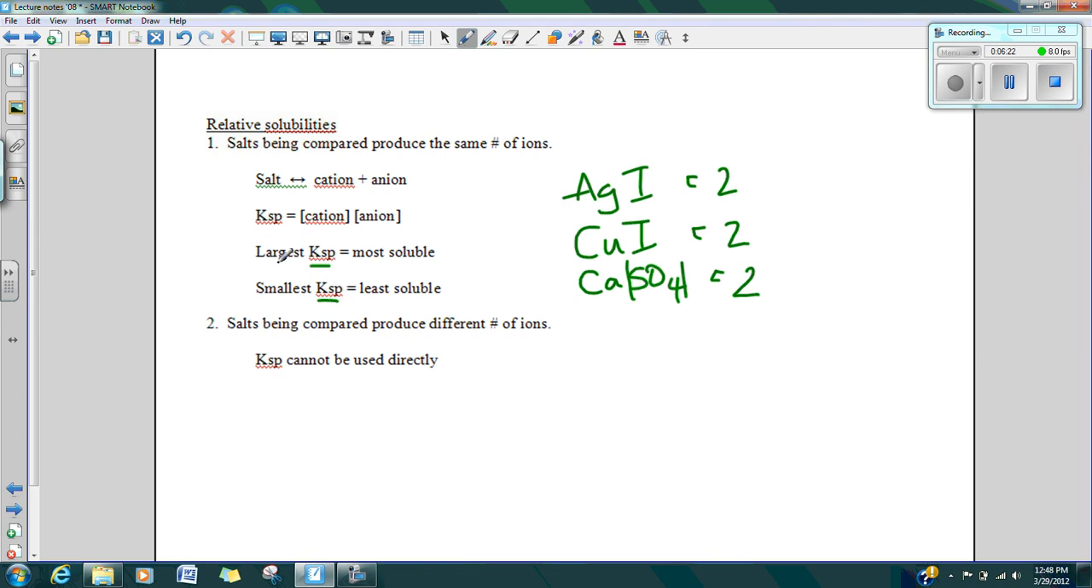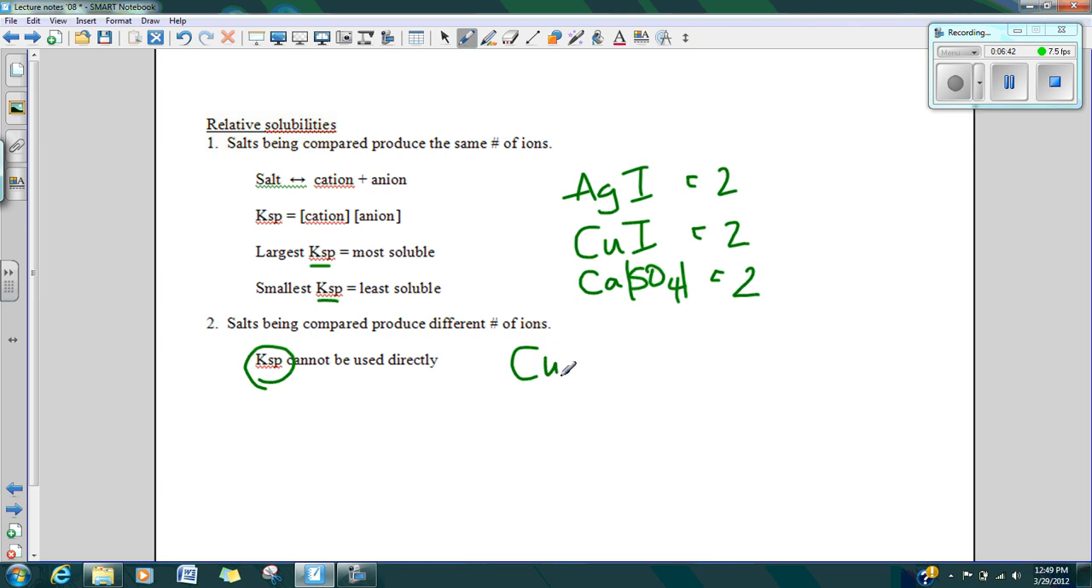So if it has a very large Ksp, it dissolves easily. If it has the smallest Ksp, it's not very soluble. And I can only compare these types of substances because they have the same number of ions. Salts being compared produce different numbers of ions. You cannot use the Ksp directly.